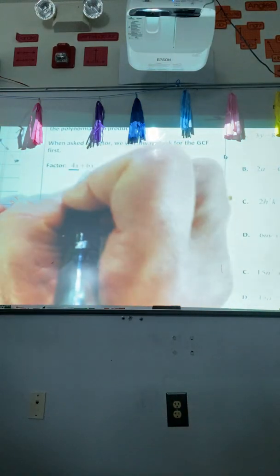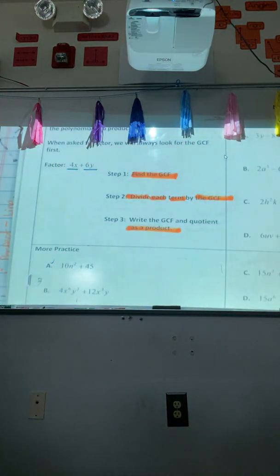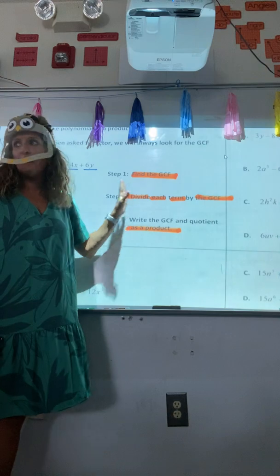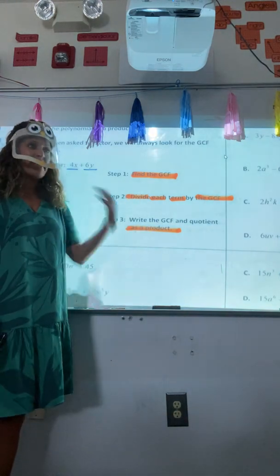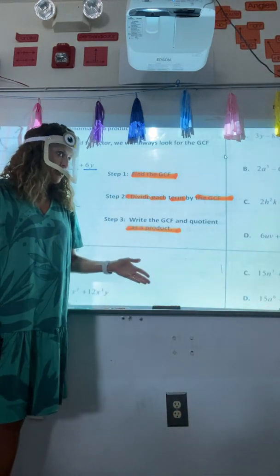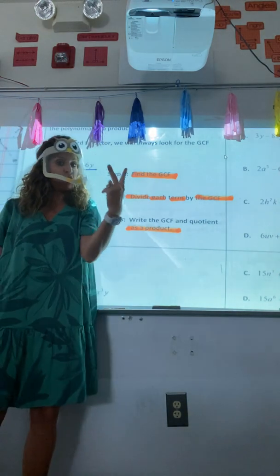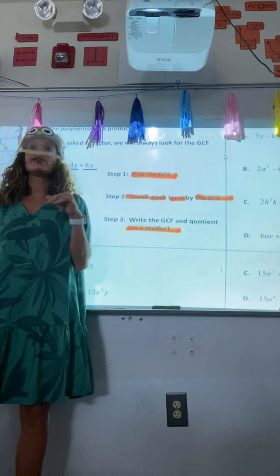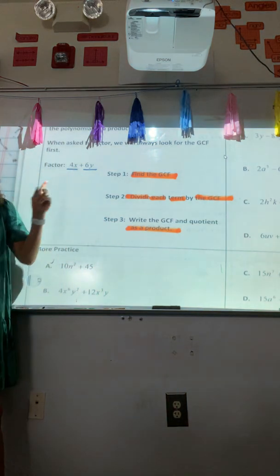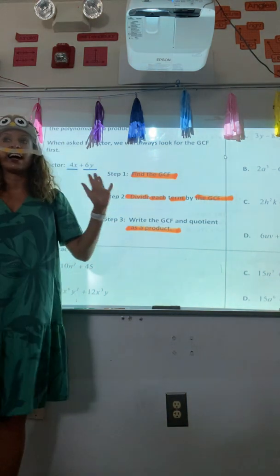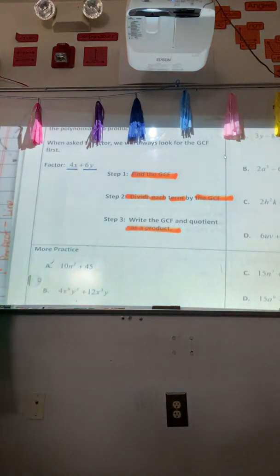Now watch what I'm going to do. I'm going to do it the same way every time. I'm not going to make it look different every time, because then it messes me up on how I write my answer, right? So I'm going to look at both of these. And you said it, 2. They have 2 in common, right? Do they have a variable in common? No, one's an x, one's a y. That means that I cannot take a variable out front, but I can take a 2 out front.